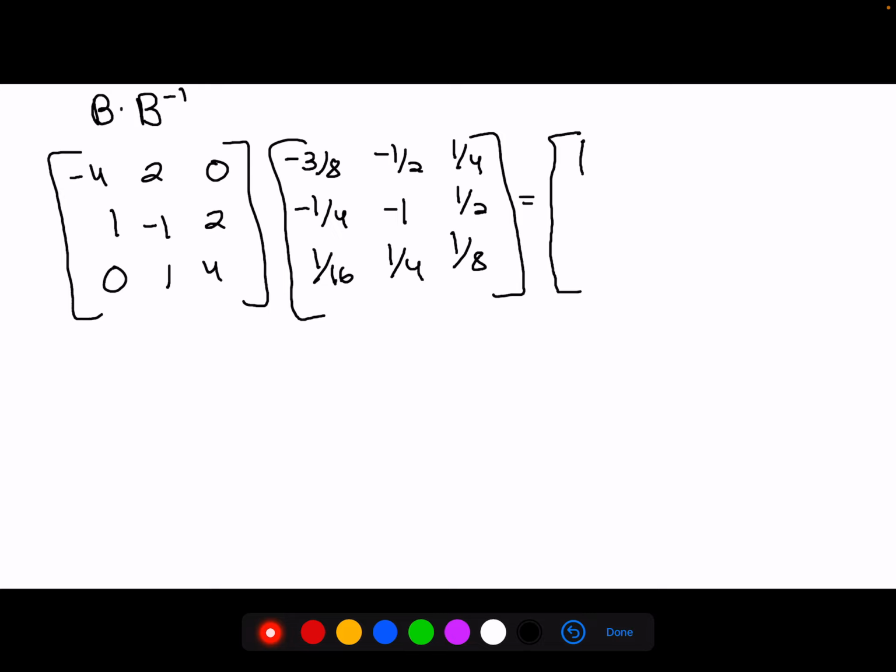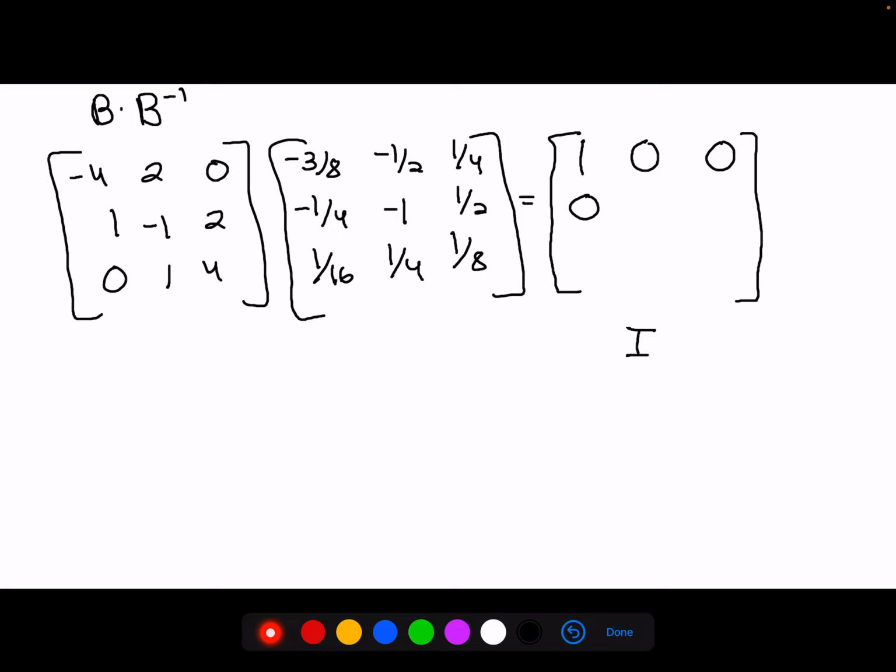Row 1, column 2, I have 2, minus 2 is 0, plus 0 is 0. Row 1, column 3, -1 plus 1 is 0, plus 0 is 0. We're expecting to get the identity matrix here. Okay, row 2, column 1, -3 eighths plus 1 fourth, or plus 2 eighths. That's a -1 eighth. Plus 1 eighth, 2 sixteenths or 1 eighth is 0.